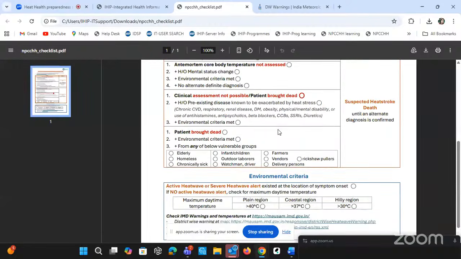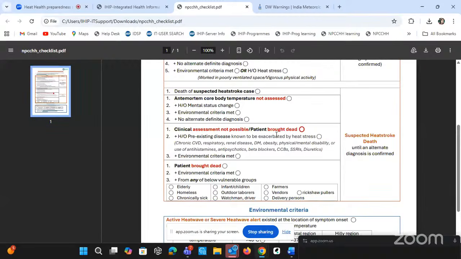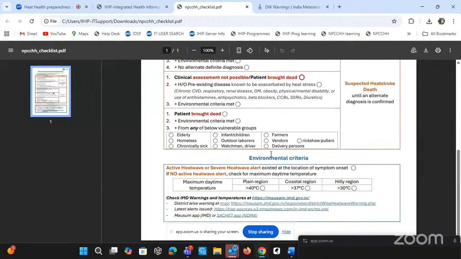If a clinical assessment is not possible or the patient is brought dead, there are different criterias like history of chronic illnesses, environmental exposure. Yeah, we can go below. Please scroll down. So environmental criteria is there is active heat wave alert from the IMD, or if there is no alert, but the temperature on that day has gone above a certain level. So these criteria in this checklist has to be filled for every heat stroke case, death, and has to be uploaded. We can go back to the IHIP.